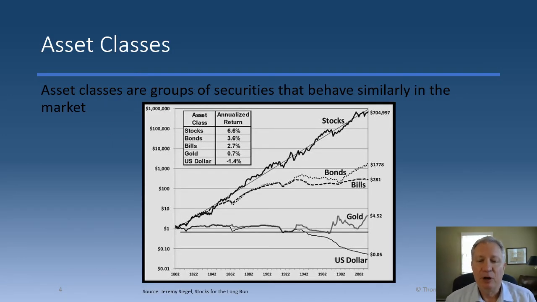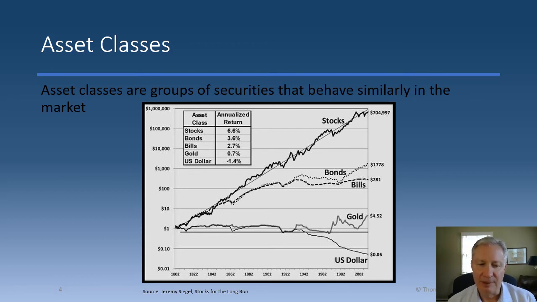Now, this is the same chart you saw a little while ago, except this one describes the annualized returns of these securities. Asset classes are groups of securities that behave similarly in the market. Stocks, look at that line, the top line for stocks. It's more jagged than the others. Obviously, it goes higher than the others. I said before that between 1802 and it looks like 2006, stocks started out at $1 and became $705,000 over that time frame. Well, that's a 6.6% annualized return.